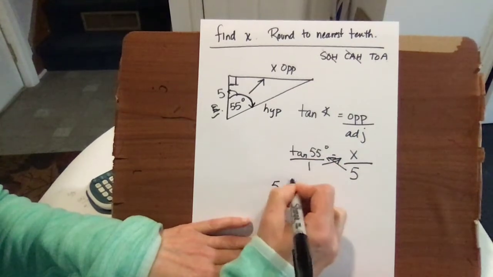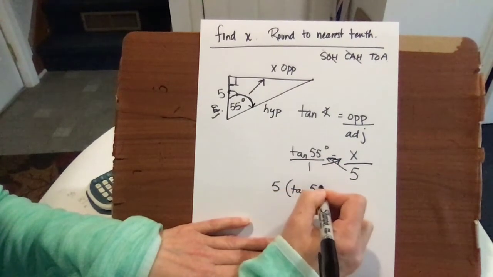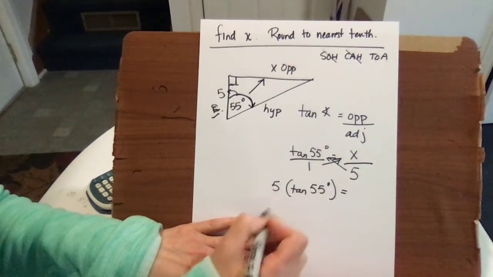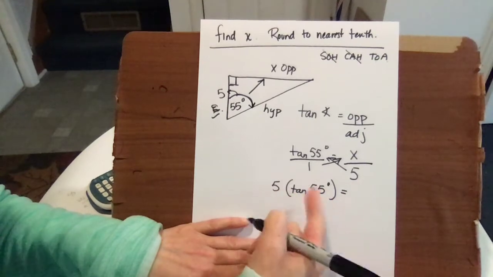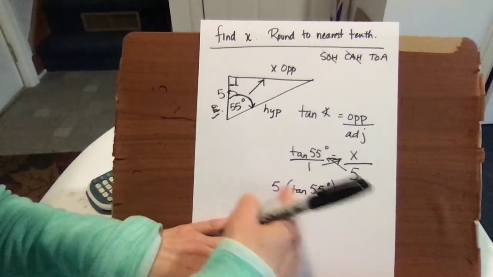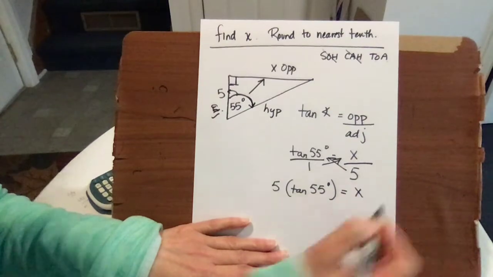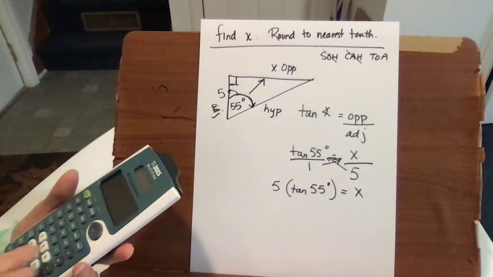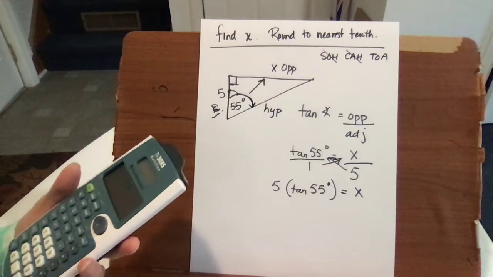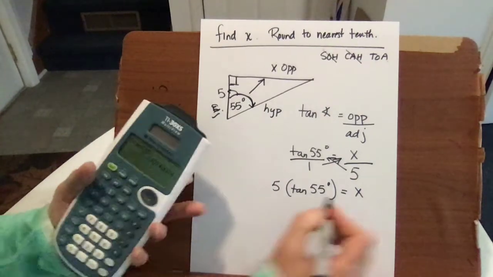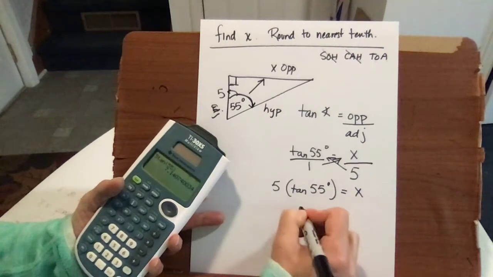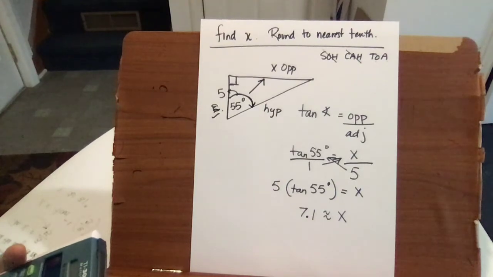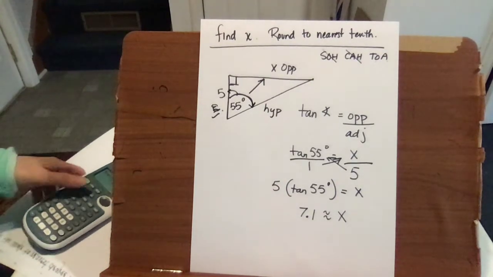So we have 5 times the tangent of 55, and it has to be written this way so that you don't make an error. You don't do tan of 55 times 5 because it's going to do something to the angle. We want 5 times, it's like a coefficient. That equals x. You get your calculator out, do 5, tangent of 55, and you hit enter, and you're going to get approximately 7.1, because it's a side we want, so we round to the nearest tenth.